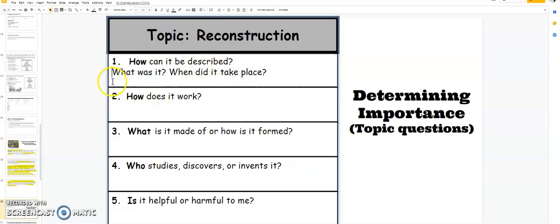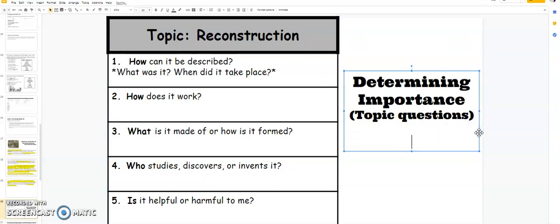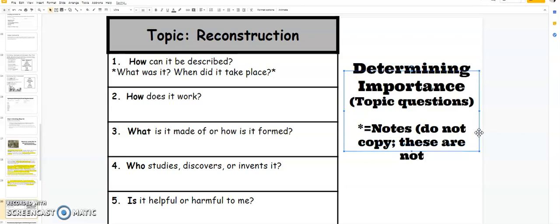So if it's just notes and I don't want you to write it down, I'm going to put this little asterisk here because that's just notes. And I'm going to put that over here. And these are the things that we are going to talk about, but not your answer. So do not copy. These are not answers. How does it work?